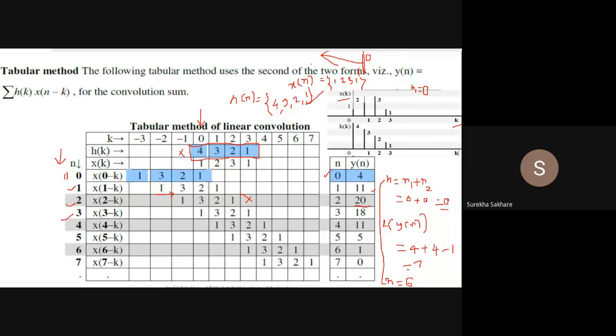Now again n is equal to 3. What is it? One more shift towards the right, right? Then you have 1, 3, 2, 1. Now observe that at this position you have a perfect overlap, perfectly overlapping with the original h of k. So 4 into 1 is 4, 3 into 3 is 9, 9 plus 4 is 13, 13 plus 4 is 17, 17 plus 1 is 18. So I think we are getting it correct here.